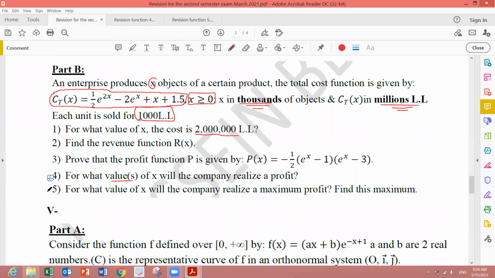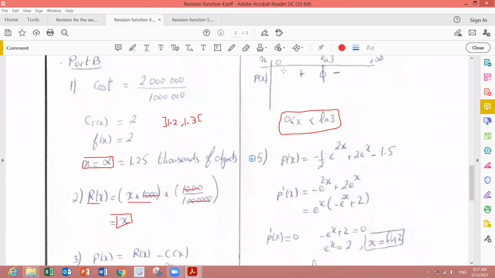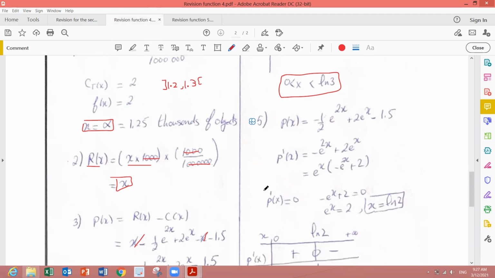Finally, the last part, part 5. For what value of x will the company realize a maximum profit? Find this maximum. Maximum, I have to take the derivative. So here, Px is equal to minus half e power 2x plus 2e to the x minus 1.5. P prime x is 2 times, I multiplied by minus half, it's here minus e power 2x plus 2e to the power x. e to the power x common: minus e to the x plus 2. P prime x equals 0.